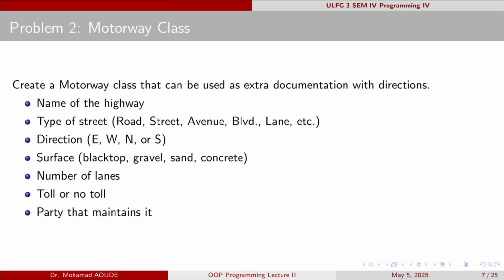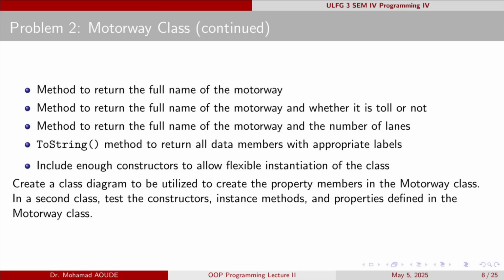We need to include several pieces of data as properties, such as the highway's name, type, like road, street, boulevard, direction, surface type, number of lanes, whether it has a toll, and who maintains it. We also need methods to return specific combinations of this information: the full name plus toll status, and the full name plus the number of lanes.